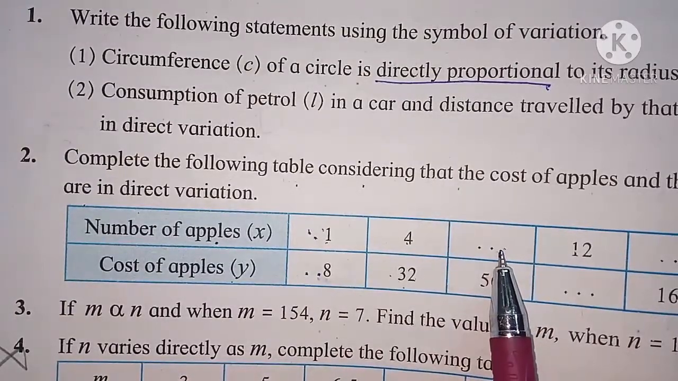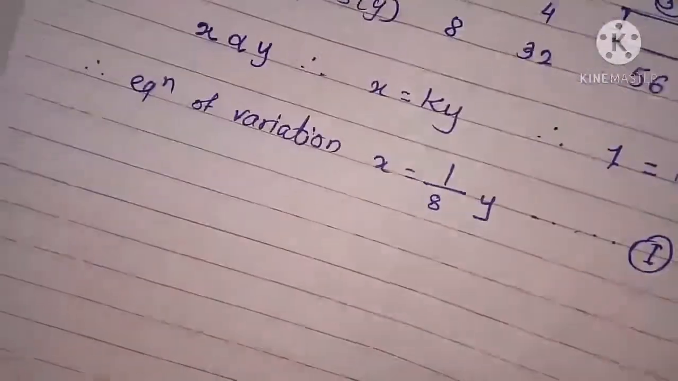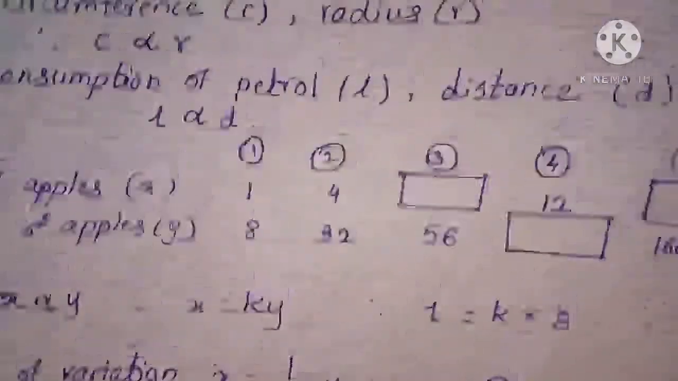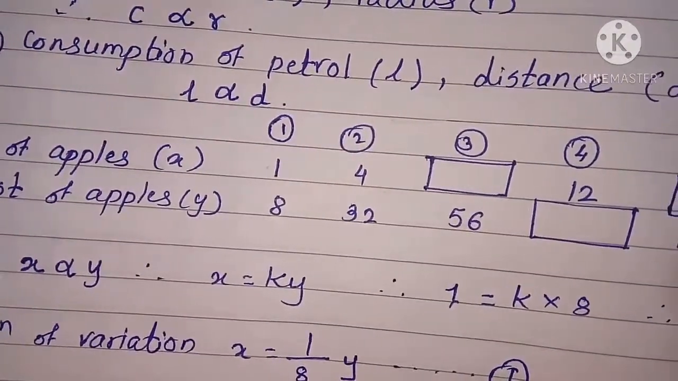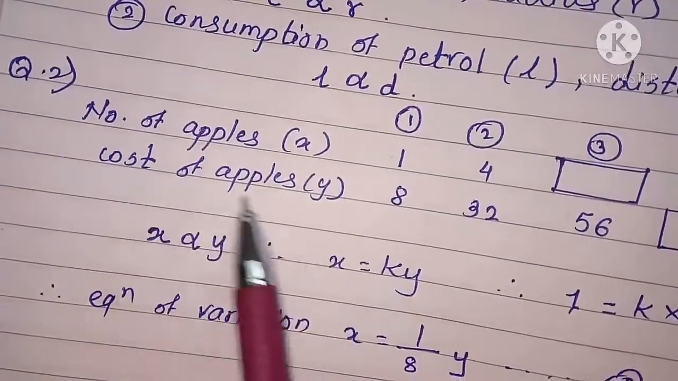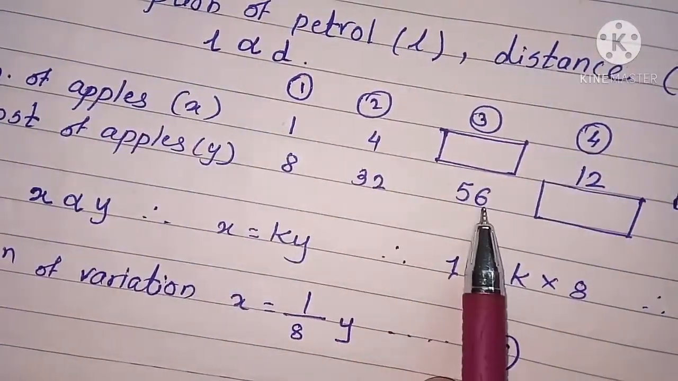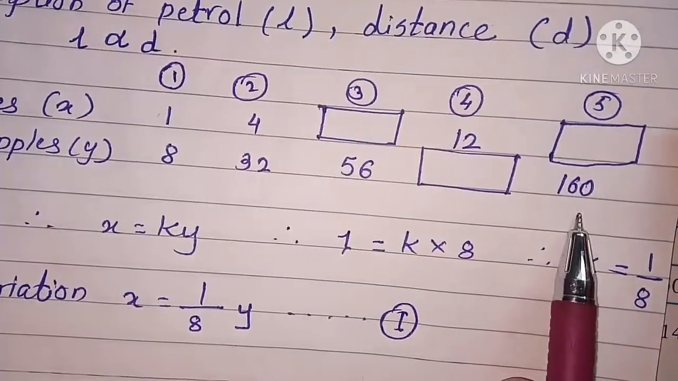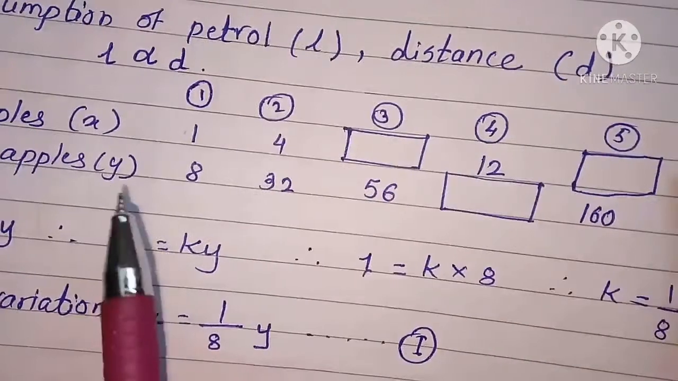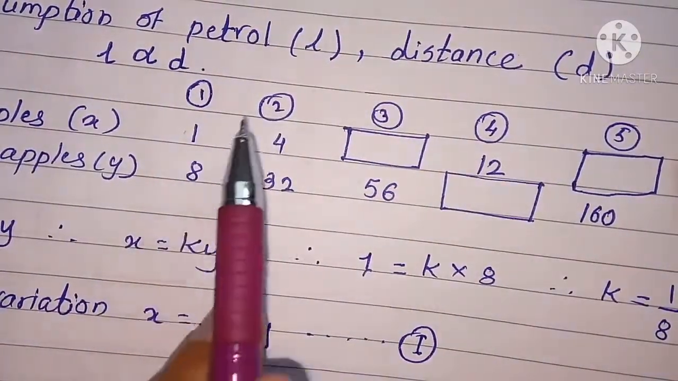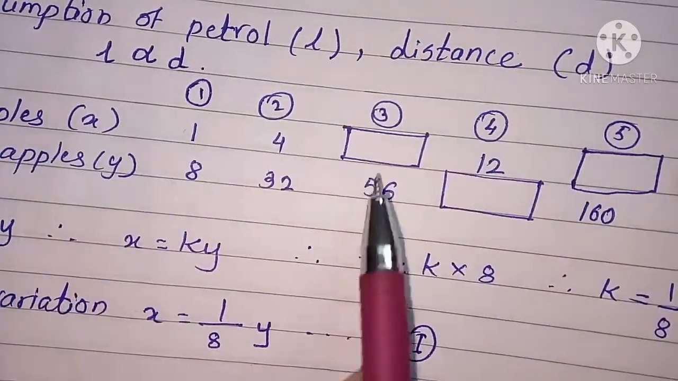Now here 56 is given and we are going to find out the number of apples, that is x. Now let's see. Here I already wrote blank spaces on the paper. See number of apples x and cost of apples y. So here 1 upon 8, 4 upon 32, here 56, here 12 and here 160 given. As I wrote, 1, 2, 3, 4 and 5 blocks are here. 1 is already completed, 2 also complete, 3rd, 4th and 5th we are going to find out.